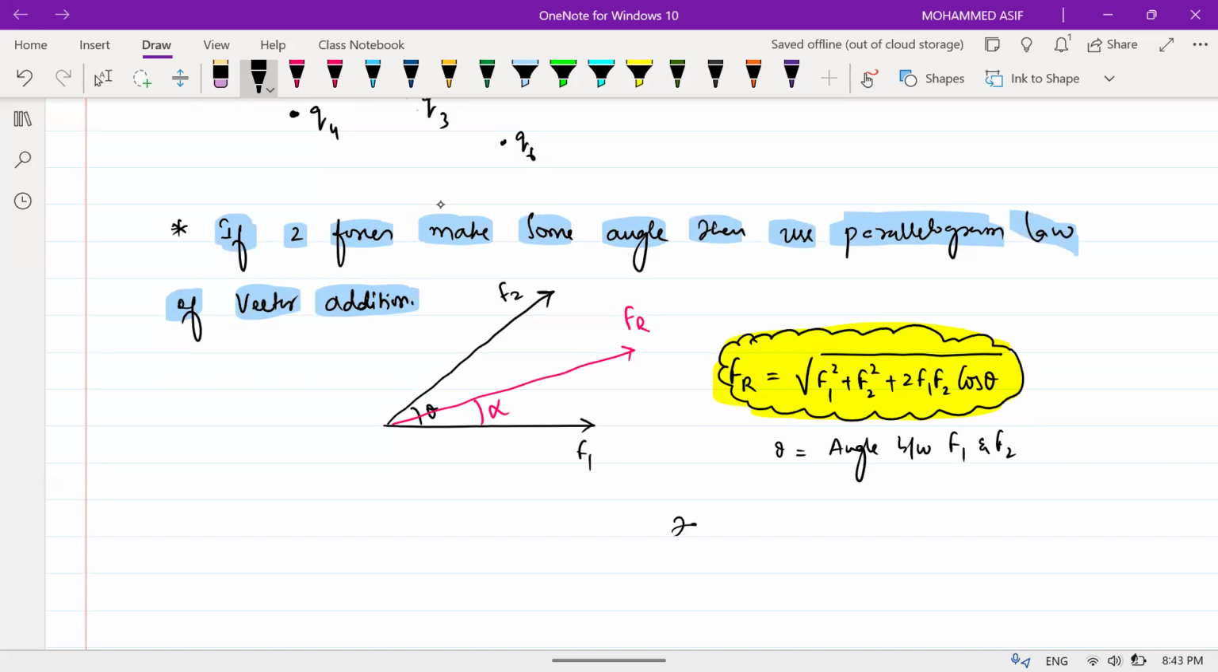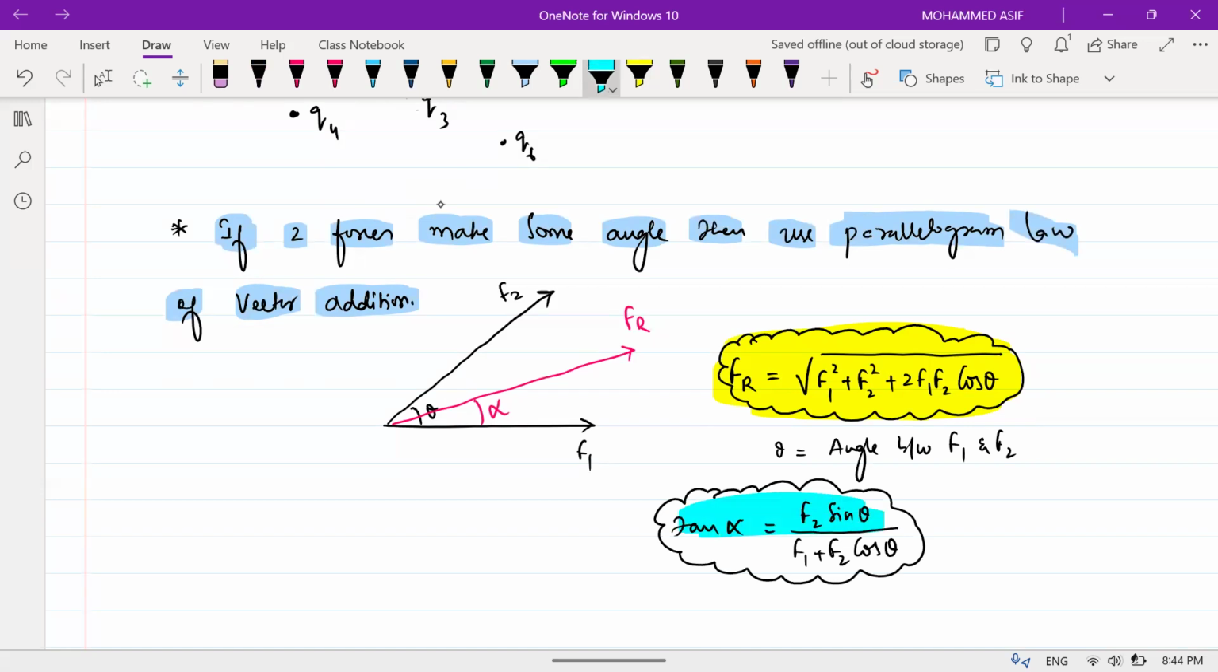How do you calculate the angle, beta? Tan alpha is equal to F2 into sine theta divided by F1 plus F2 into cos theta. Direction of the resultant is given by the formula tan alpha is equal to F2 sine theta divided by F1 plus F2 into cos theta. Done, beta? Am I clear? Yes, yes, sir.